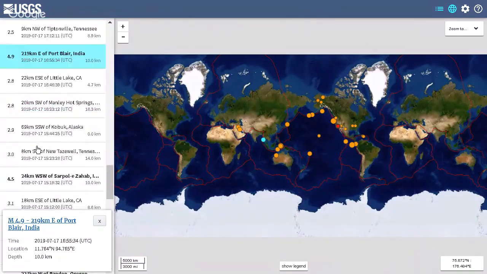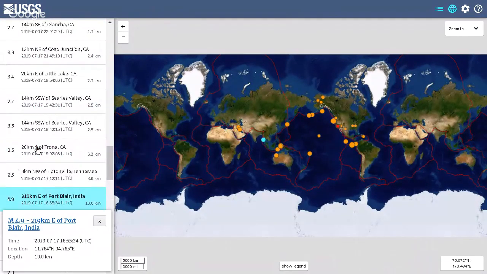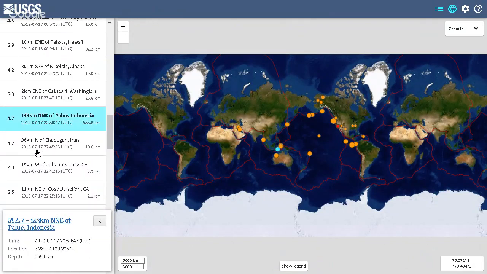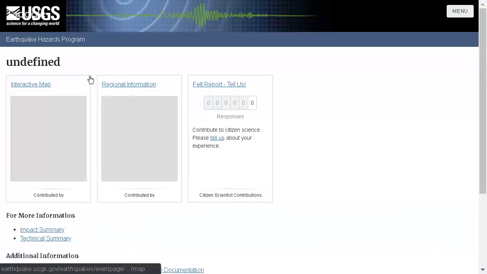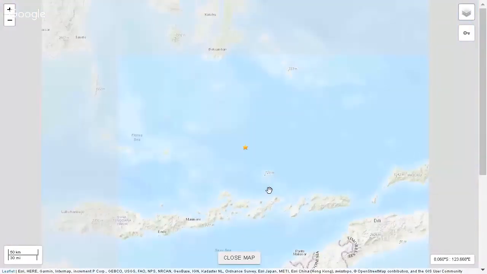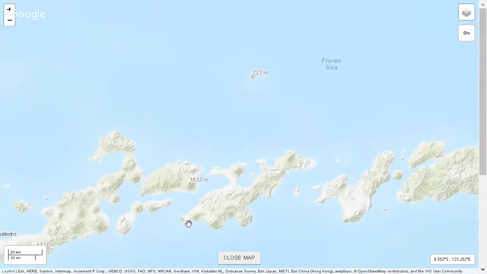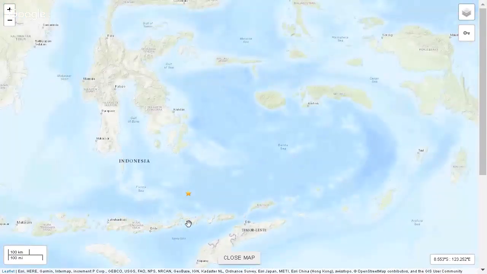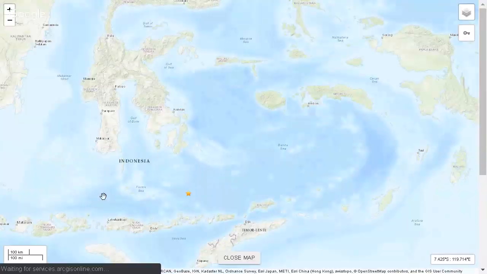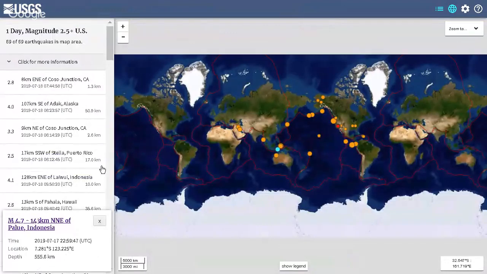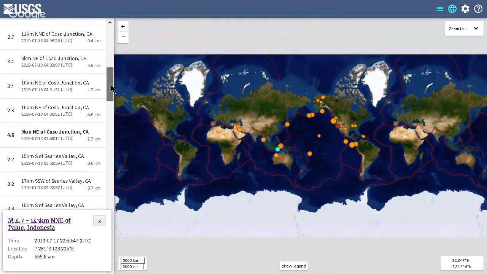4.9 at India, right on the plate boundary there. 4.8 at the East Pacific rise. A 4.7 at Indonesia. That one at extremely deep depth, 556 kilometers. Heads up for a large quake at the surface there, folks. The tsunami implications would be pretty significant, considering the topography of that area. Again, 555.6 kilometers.